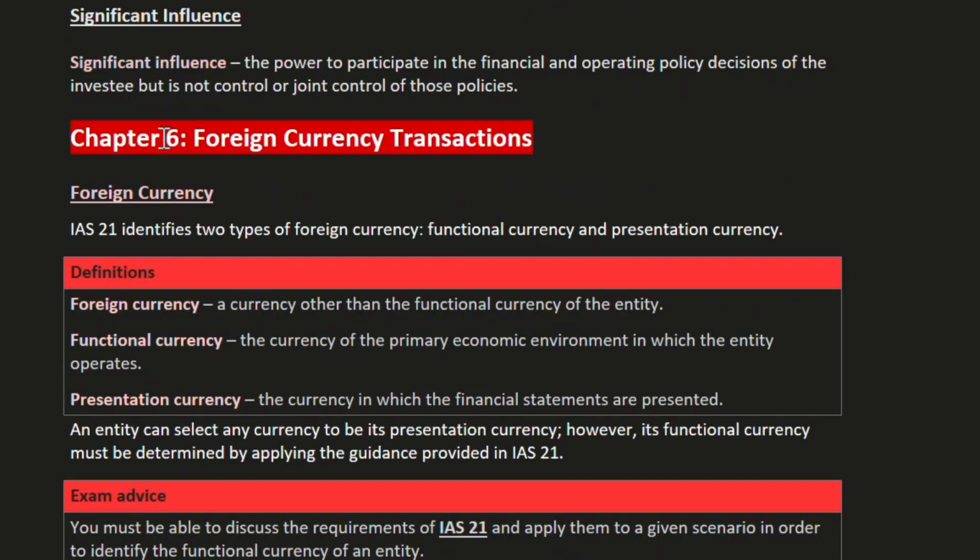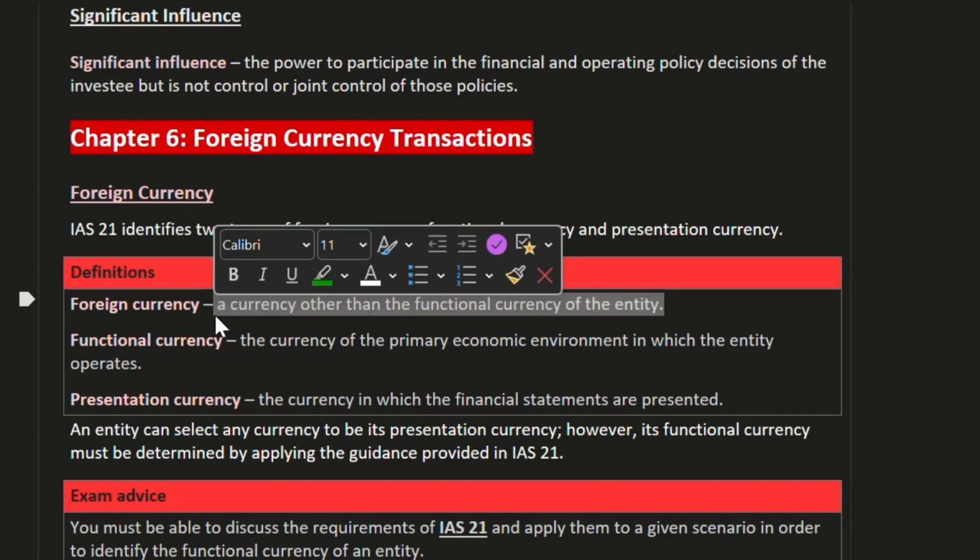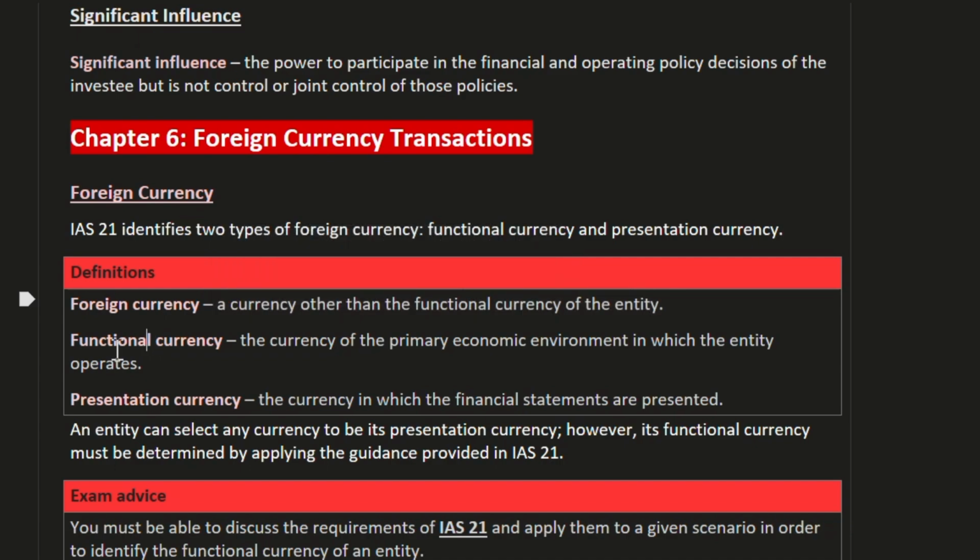Now, Chapter 6, Foreign Currency Transactions. IAS 21 defines two types of currency, functional currency and presentation currency. Definition, foreign currency: a currency other than the functional currency of the entity. This is a simple definition just to understand, but do not write like this in the exam. Functional currency: the currency of the primary economic environment in which the entity operates. You may also write like this, but try to add more words.